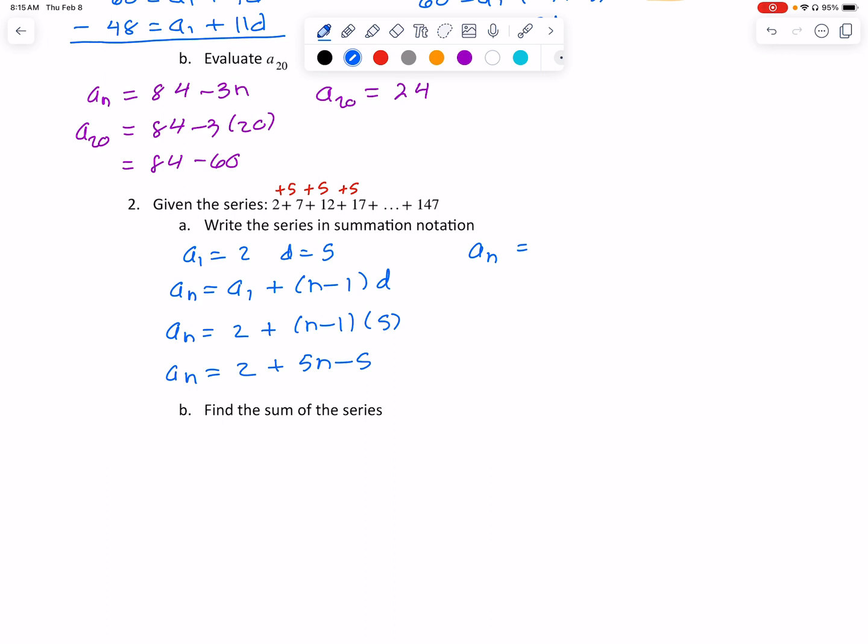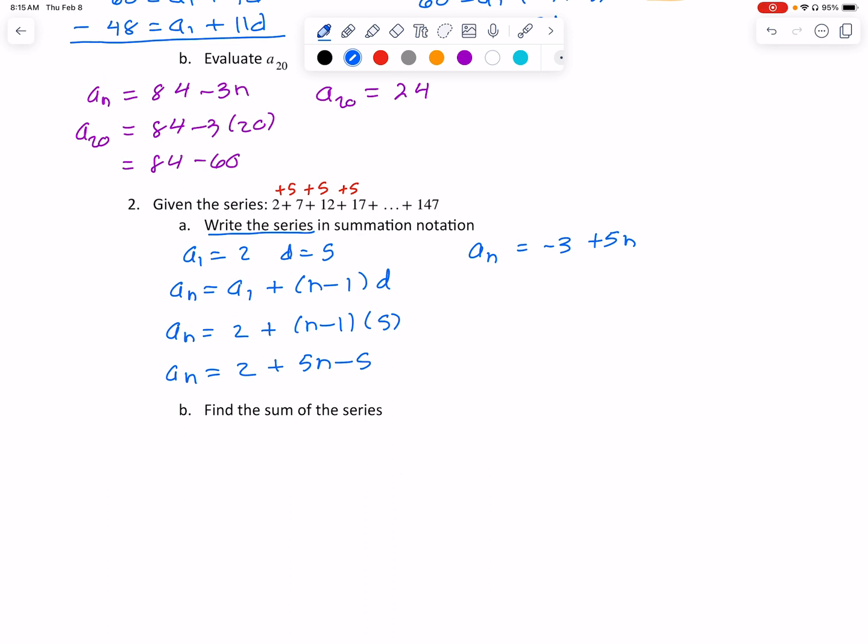What do we got here? Sorry, I can't add 2 and negative 5. So I get negative 3 plus 5n. Now, that's giving me the rule, but it's asking us to write the series.